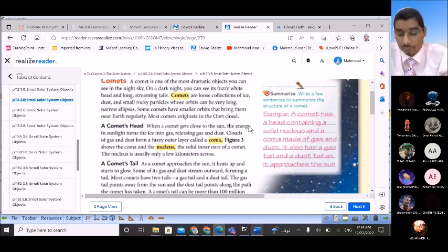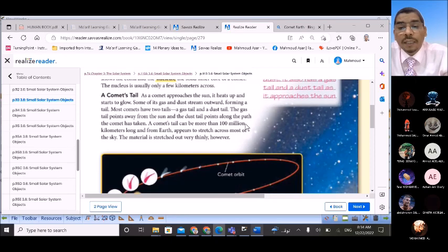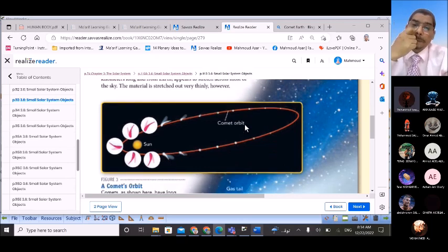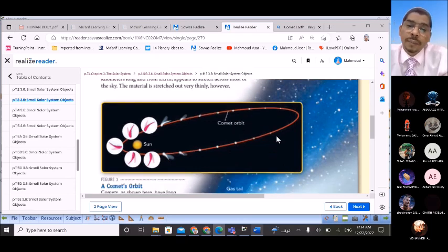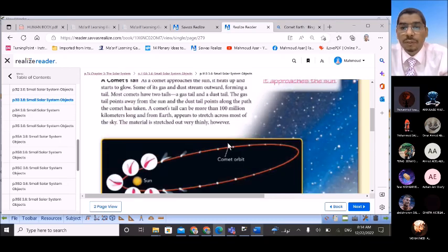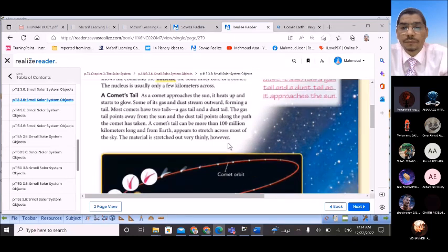Jazakum Allahu khairan. Okay, I'd like you to focus with me on this diagram. What is the red line? Is it the orbit or a circle? Normal circle in the space. Okay, thank you. This red oval is the orbit of the comet. You see it in the space?